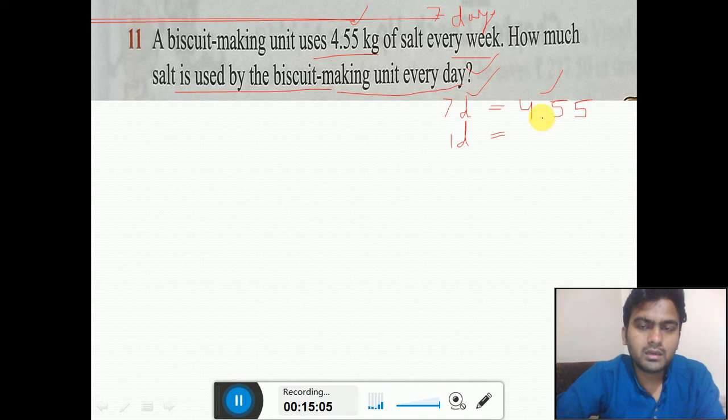Now here, if 7 chocolates cost this much rupees, what is the cost of one chocolate? So to find the cost of 1 unit, or the cost of 1 day, for that we will divide the number. So 4.55 we will divide by 7. So divided by 7, you will get the answer.